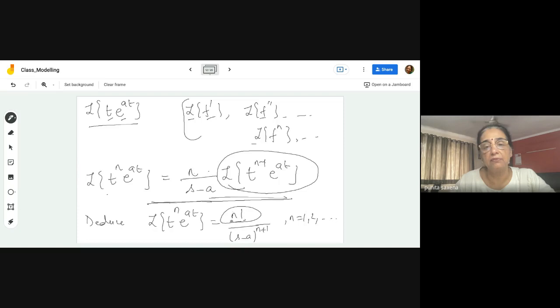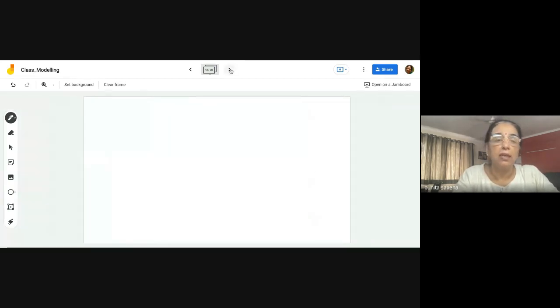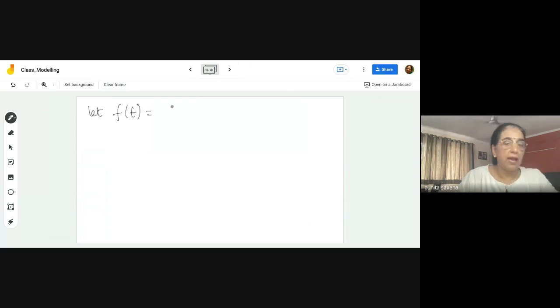So you'll get n factorial and s minus a repeated every time. Okay, so we'll have that. But let's see. Yeah, we can do it. I'll just give you hints and you can try it yourself also. Now again, we'll start with f(t) as t to the power n e to the power at. So the procedure will be the same as we have done here.